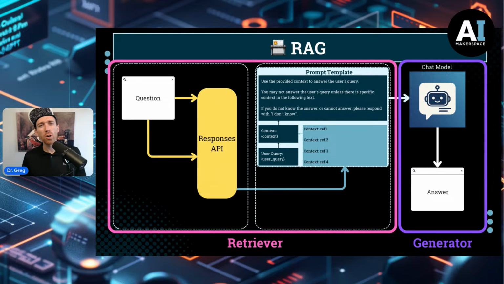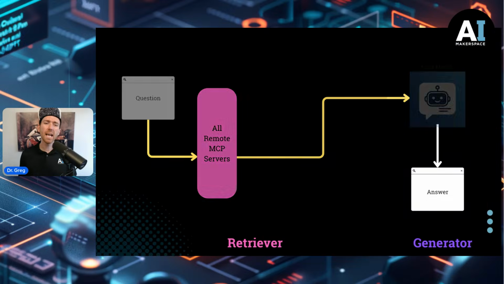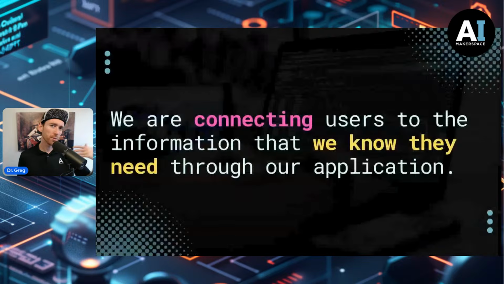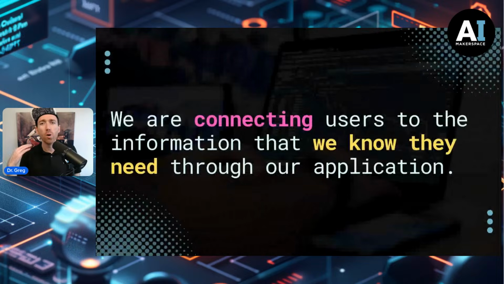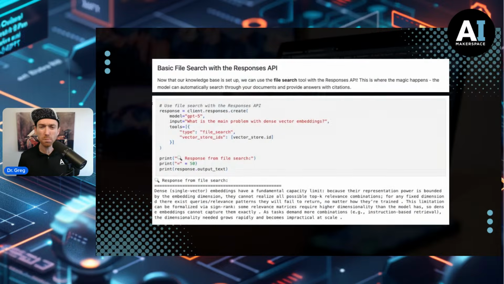And moreover, if we leverage the MCP connectors directly, we can have them do the retrieval for us and pass it directly to the generator. So we're connecting users, whether it's dense vector retrieval or through MCP, to the information that we know they need in their application. As we like to say, you do retrieval well, generation goes well. And this was also pretty simple to implement.